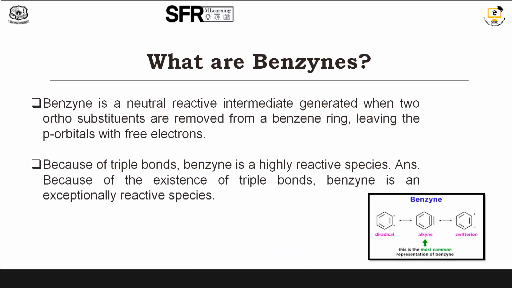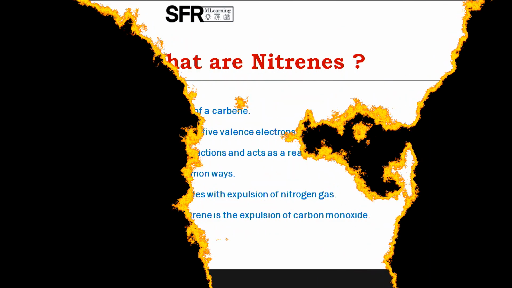Then another intermediate that I left over, benzyne. Benzyne is again a neutral reactive intermediate which is generated when two ortho substituents are removed from the benzene ring, leaving the p orbitals with free electrons. So you may have a triple bond in the benzene ring. It is a highly reactive species because of the existence of the triple bond, and it is an exceptionally reactive species, just like your carbocation.